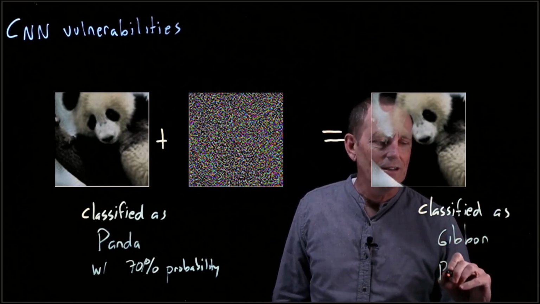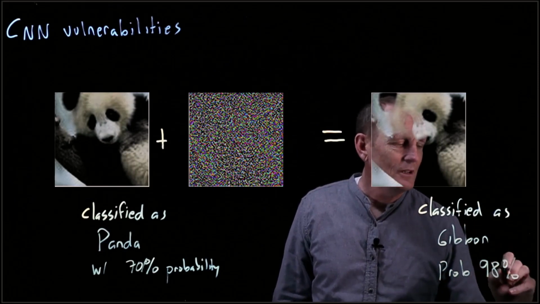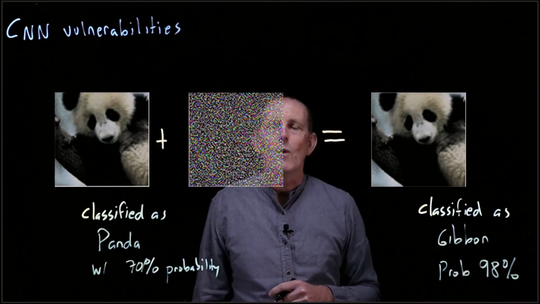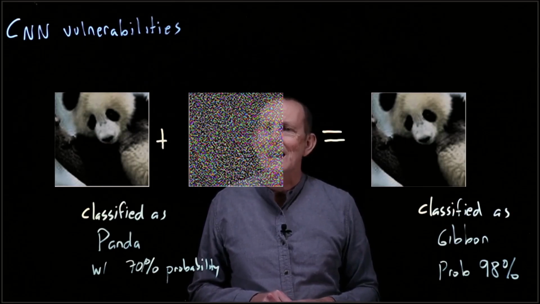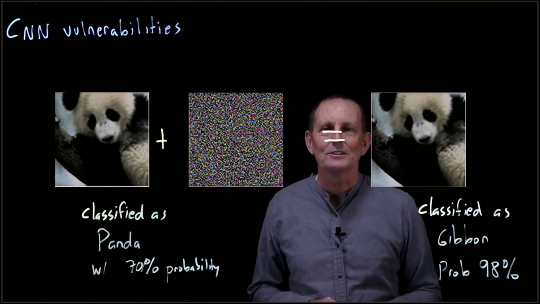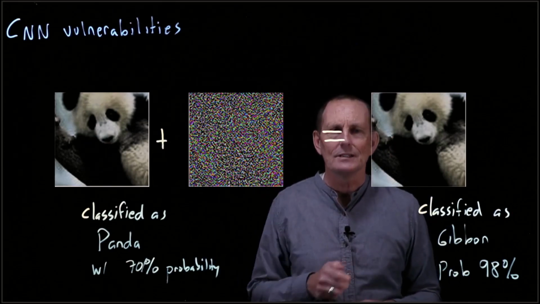And this is with an extremely high probability, 98% convinced that this is a gibbon. Wow, that's a problem, right? And so clearly the neural net is not actually responding to exactly the same thing that humans are responding to. It can get fooled by these small differences.